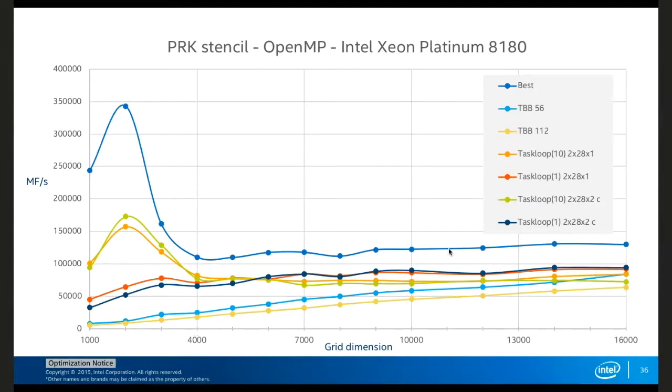TBB here is relatively low and then comes up. I think a lot of this has to do with the fact that I was running on 2 sockets. If I localize the thing to 1 socket, TBB will behave better, because doing task scheduling across NUMA is not ideal.